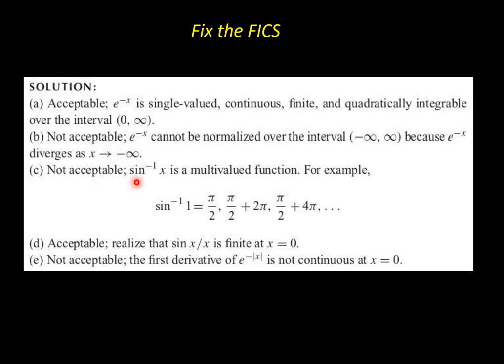Sin inverse x is obviously multiple valued, not acceptable, but the next one is acceptable, remembering that sin x by x in the limiting condition x tends to 0 is actually finite. And the last one is not acceptable because the first derivative at a given point within the range is not continuous, right? E to the minus mod x is not continuous at x equal to 0. So it's a bit tedious mathematical job, but these are the solutions of the problem.